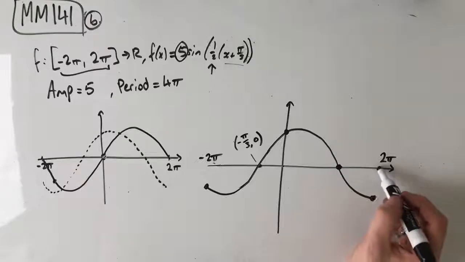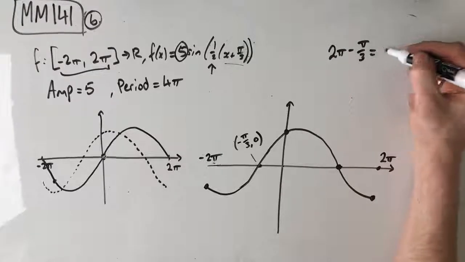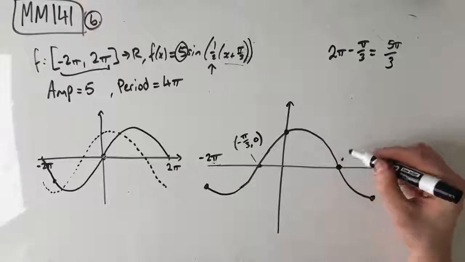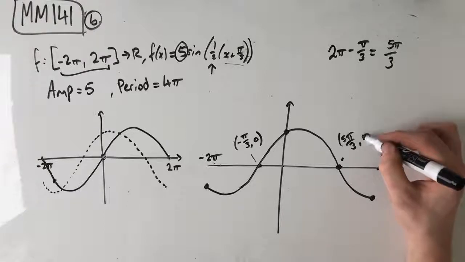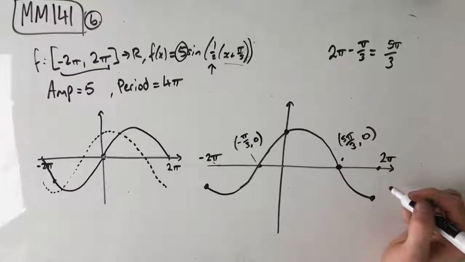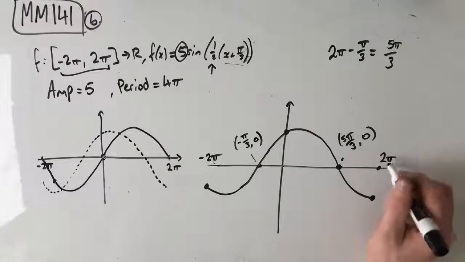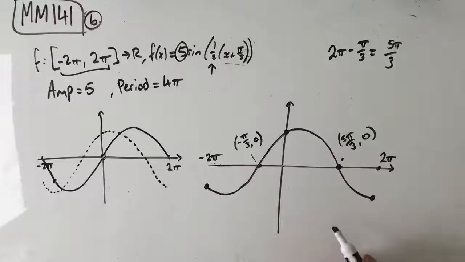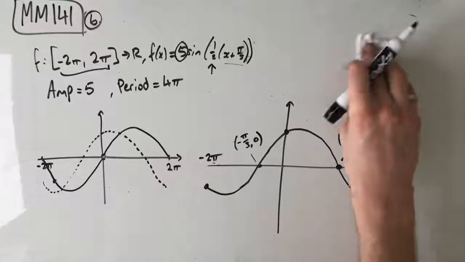So if this was previously at 2 pi, that means that this is 2 pi minus pi on 3. So 2 pi minus pi on 3 is equal to 6 pi on 3 minus pi on 3, which gives us 5 pi on 3. So this is 5 pi on 3, 0. And to find these ones, we can simply just sub in 2 pi, negative 2 pi, and 0 for our function. So let me just get rid of this.